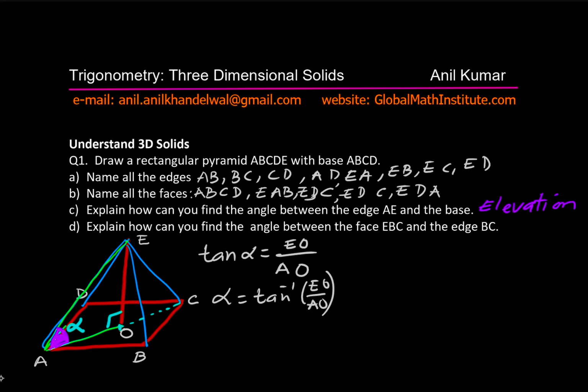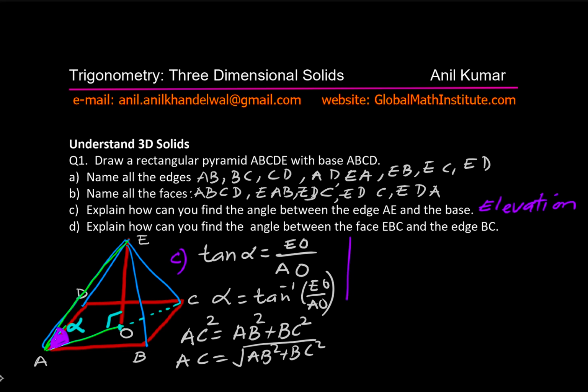If AO is not given to us, you can always find AC square to be equal to AB square plus BC square. So using the Pythagorean theorem, you can find AC, which is square root of AB square plus BC square. Correct? And then AO is half of AC, and that helps you to find the angle itself. So I hope part C is absolutely clear. So that is how you'll do part C.